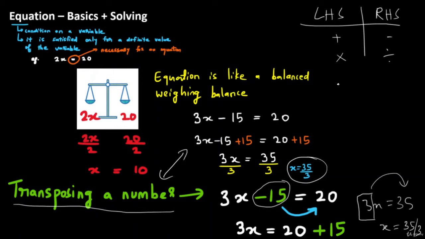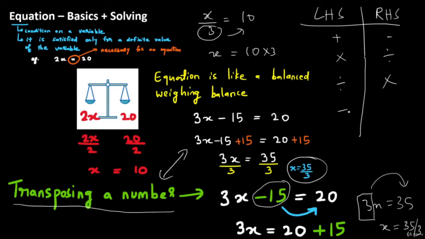Now over here, if you had division, when you take it to the right hand side, it becomes multiplication. So if I have an equation x by 3 is equal to say 10, and I want to take this 3 to the right hand side, over here it's division, so over here it becomes multiplication. And I can say x is equal to 10 into 3, right? Now if I have subtraction on the left hand side, on the right hand side, it will become addition.